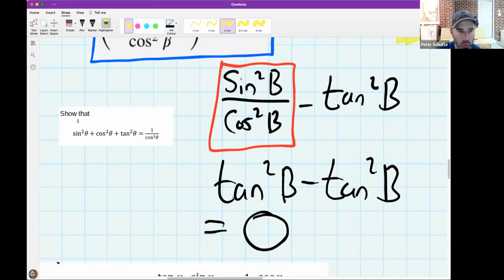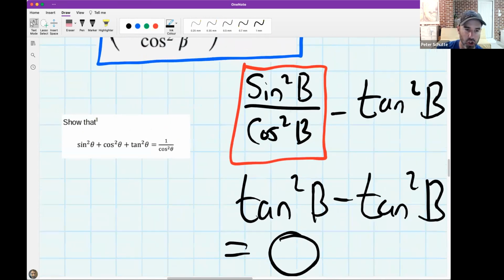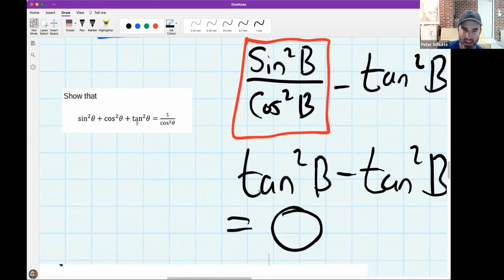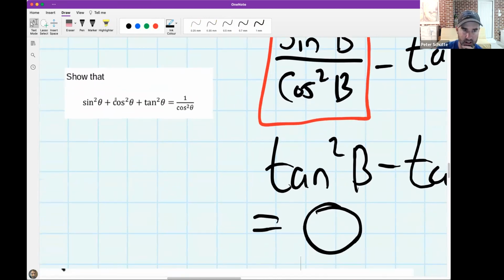Okay. This is a trig identity, and you have to show that the left-hand side is the same as the right-hand side. And so what you always do, a good technique, is start with the more complicated side and work with it by itself. So you start by working with the left-hand side and show it looks like the right-hand side.